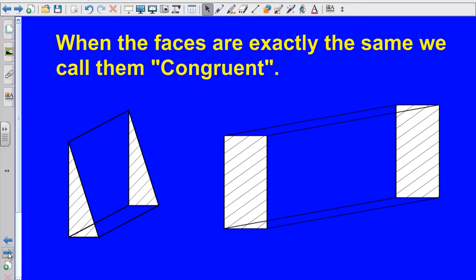When the faces are identical, they are called congruent. That's a word you have to learn, congruent.